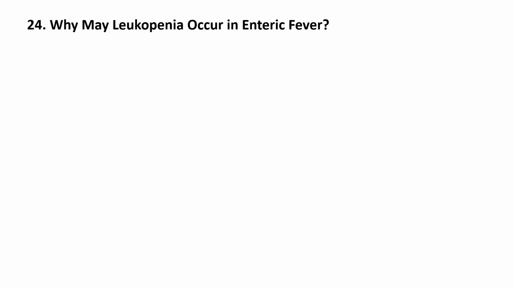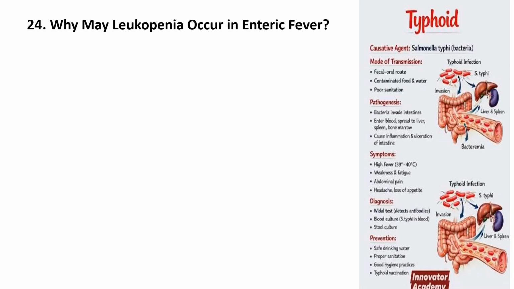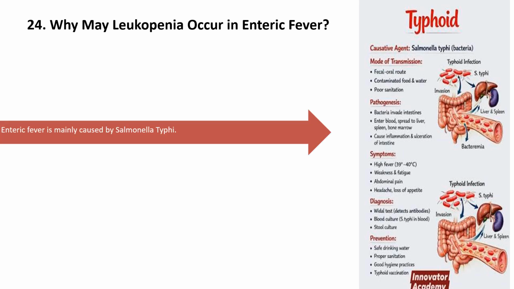Why does leukopenia occur in enteric fever? See, enteric fever is otherwise called typhoid, which is caused by the Salmonella typhi. This bacteria invades the bone marrow. So it enters the blood, spreads to the liver, spleen, and invades the bone marrow. So the bone marrow is the site for leukopoiesis, or the development of white blood cells, and this causes decreased production of WBC and leukopenia.